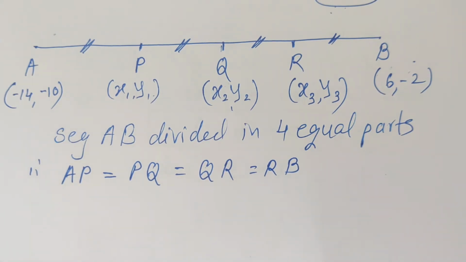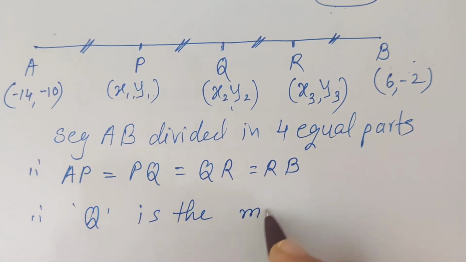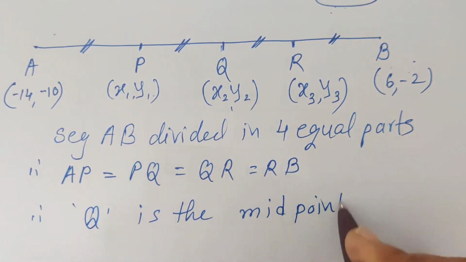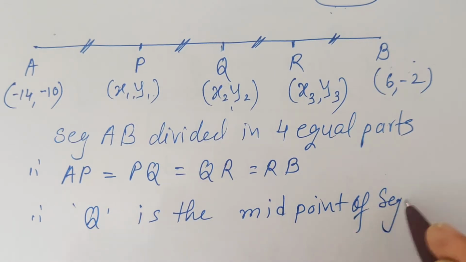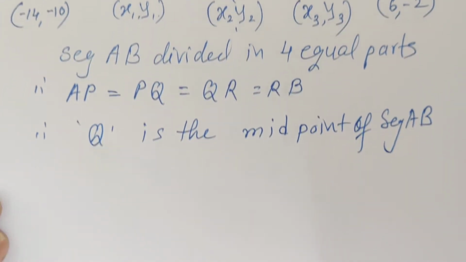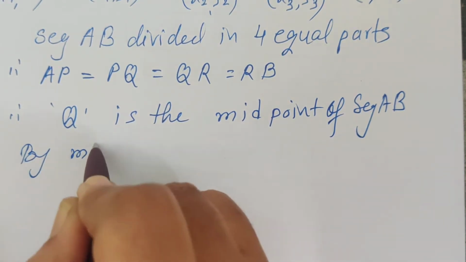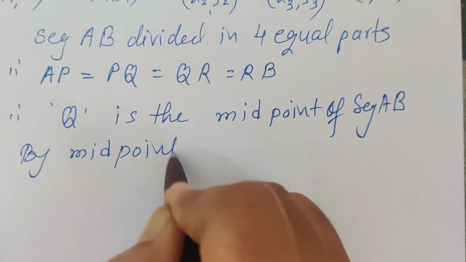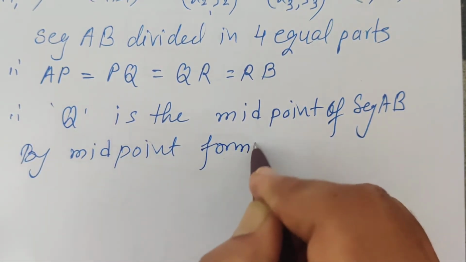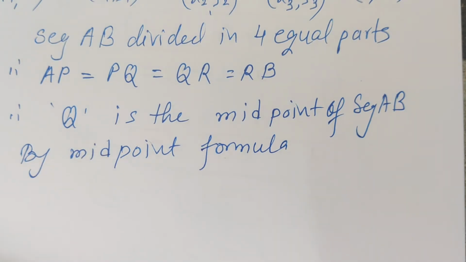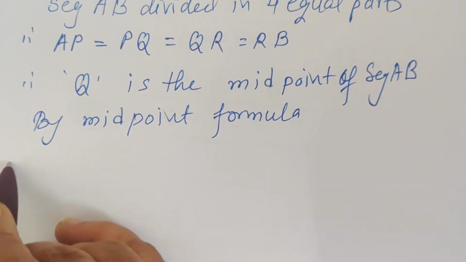Q is the midpoint of segment AB. Forget about P and R for a while. So if Q is the midpoint of segment AB, then by the midpoint formula, Q's coordinates we said x2, y2. So the x coordinate we will find with the x formula.